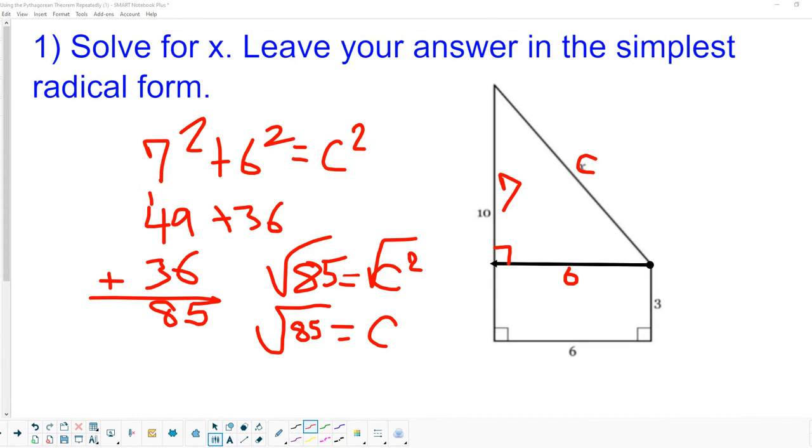Or if I do that on my calculator, I get a decimal that I can round. The square root of 85 would be 9.2 if you round it to the nearest hundredth. 9.2. And that's reasonable. That is longer than these other two sides. And it's how much longer? It's not so much longer that it looks like an inappropriate measure.